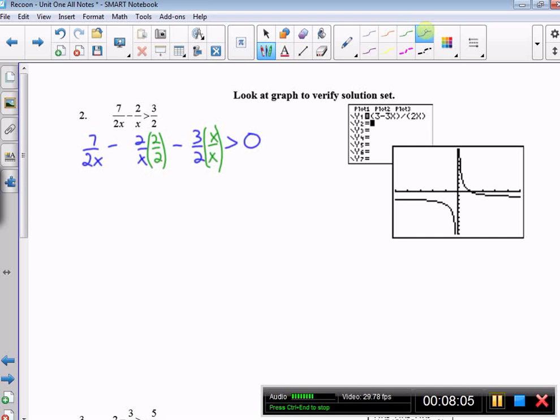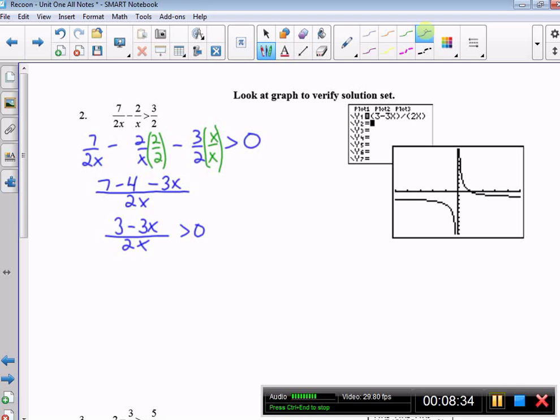Now I'm going to combine. So I have 7 minus 4 minus 3x all over 2x. And 7 minus 4 is 3. So I have 3 minus 3x over 2x. So that's as much as I can simplify it down to.